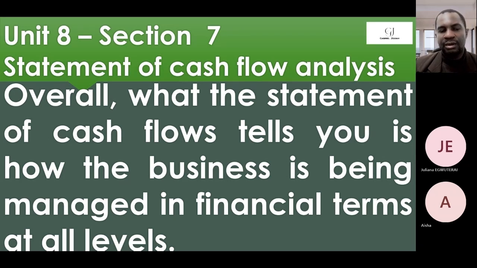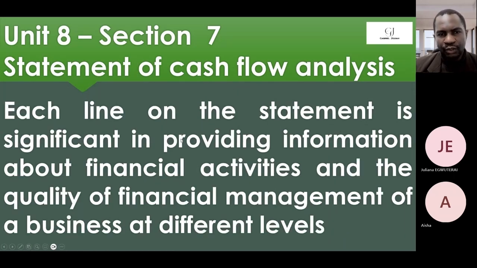Performance tells you how profitable the business is. Position tells you how stable and strong the company's assets, liabilities and capital are. But the cash flow tells you how the company is managing the business in financial terms at all levels. And this is why it's the starting point, even though it's the third statement you prepare after the first two. So this tells you actually what the business is doing financially. You see the movements in operations, in investment, and in financing activities. So each line of this statement provides information about the financing activities and quality of financial management of any business entity at different levels.